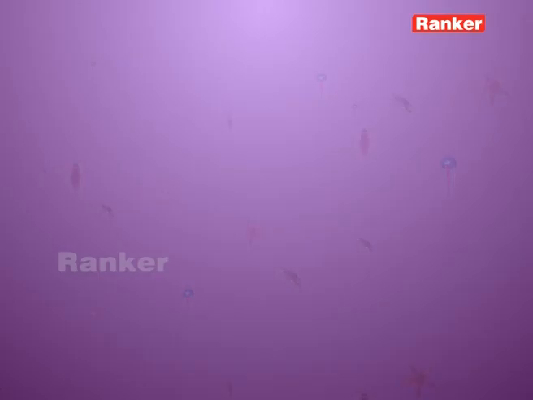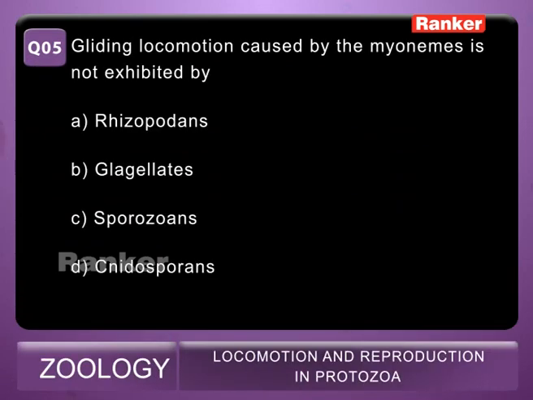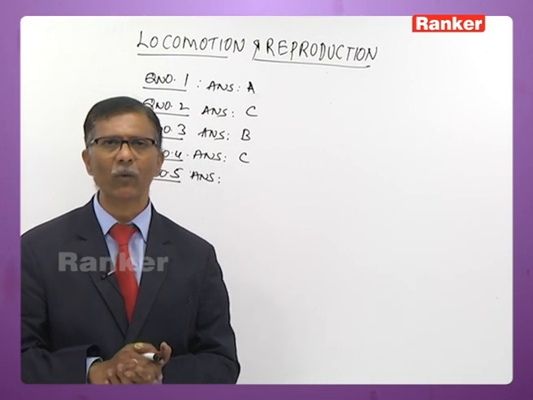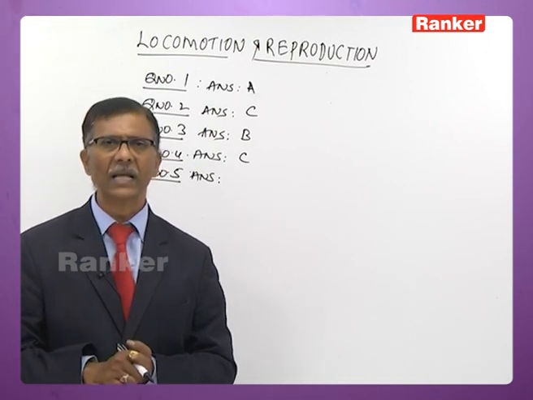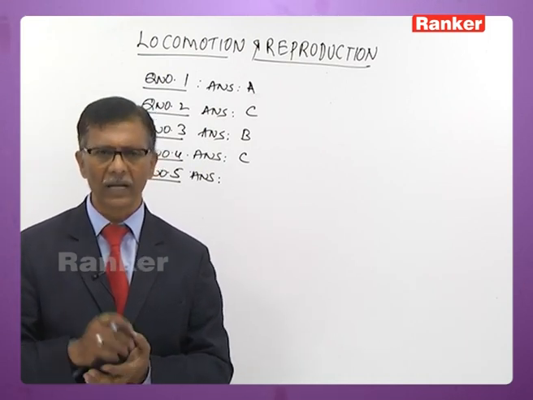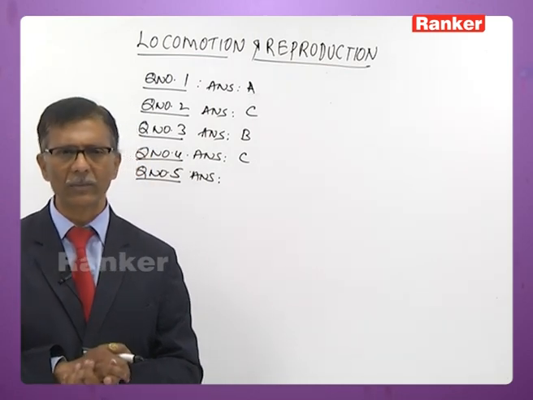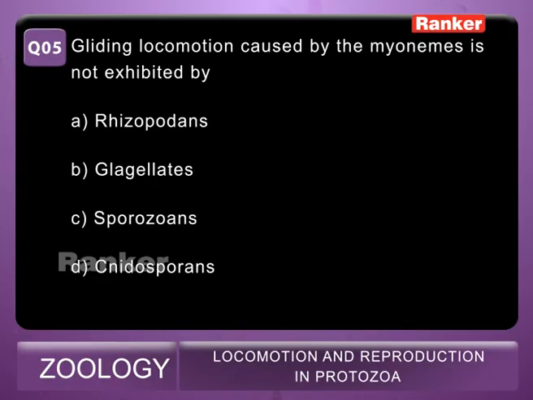Now fifth question: gliding locomotion caused by the myonemes is not exhibited by. Gliding movement is zigzag movement noticed in certain organisms. Gliding locomotion is brought about by myonemes, you know. He is asking in which of the following it is not exhibited.